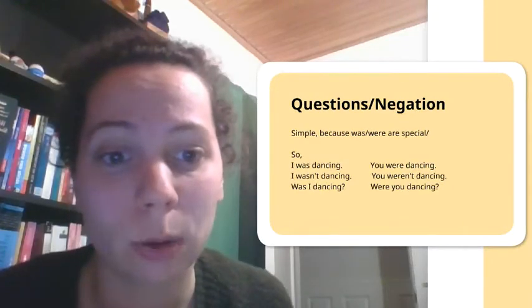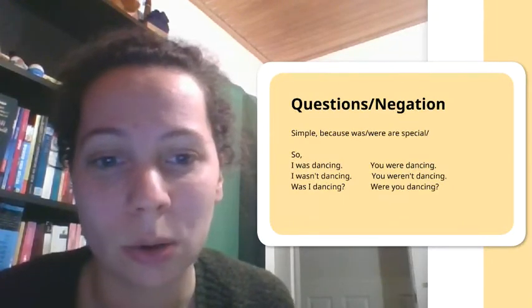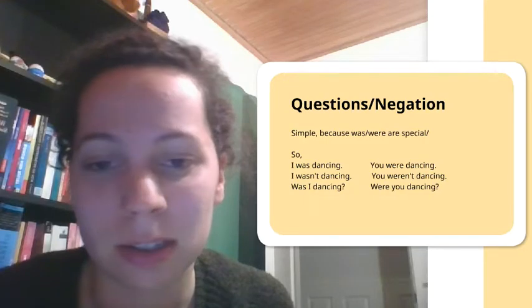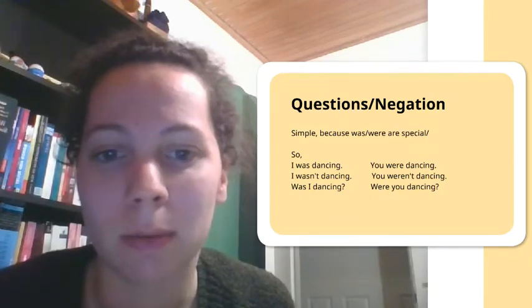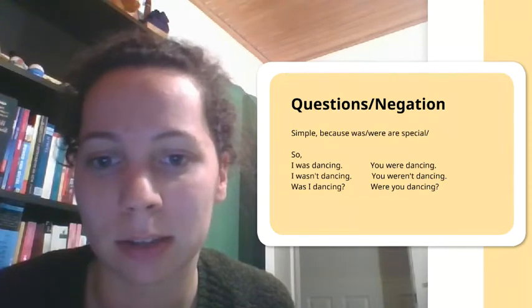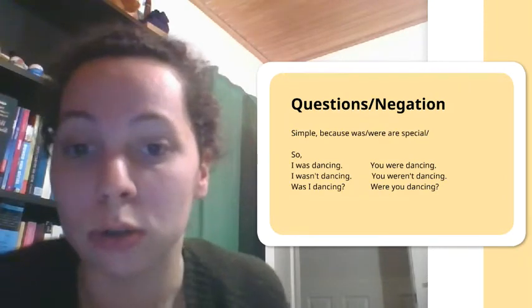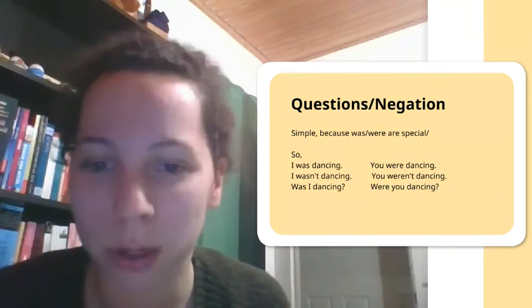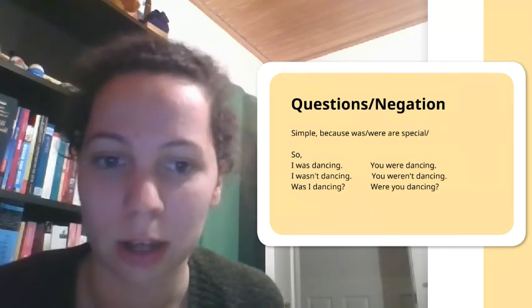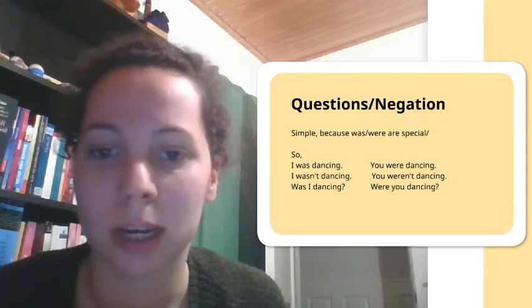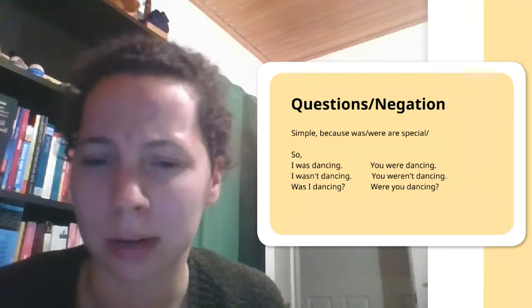It's actually quite simple because all of these sentences are like special verbs. That means that when we negate, we can just add the not or the n't to was or were. And when we make questions, we can invert, swap around the subject and the verb. Okay, that sounded really hard.